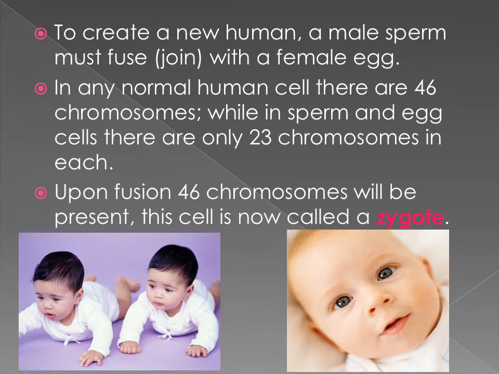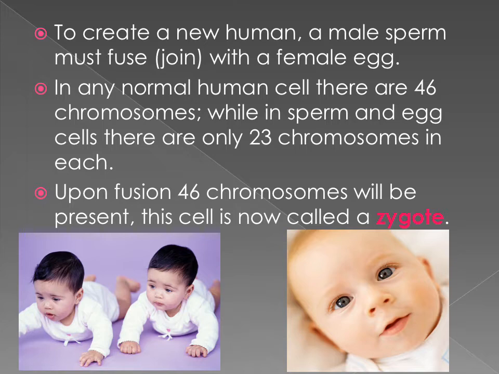When 46 chromosomes are formed by the fusion, or the joining, of two gamete cells, we call this now a zygote. A zygote is a cell produced by the joining of two sex cells, or two gamete cells. Okay, so we need to remember this word. We took it before when we were studying reproduction in plants, if you remember.